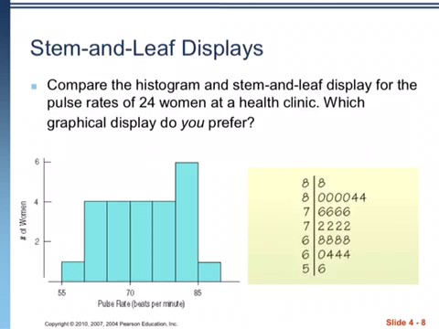So the histogram on the left shows the pulse rates of 24 women at a health clinic. The stem and leaf display on the right shows the same data, just in a different form. So a stem and leaf plot, as you can see, is similar to a histogram, except that it shows the individual values rather than bars. So you can see that some woman had a pulse rate of 56 beats per minute, and that probably corresponds to this value here, although you cannot tell for sure that is 56. It may be 55, it may be 56, maybe even something else.